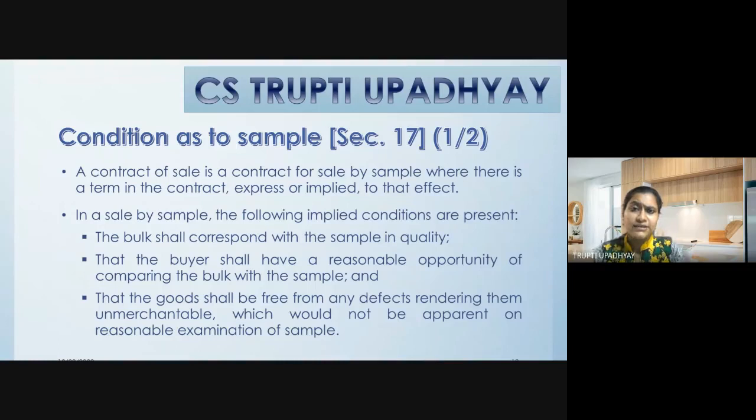The buyer shall get a reasonable opportunity to compare the bulk with the sample. So the buyer has the opportunity to compare the bulk and the sample, and each product will be verified and checked by the buyer. And the goods shall be free from any defects, rendering them unmerchantable, that would not be apparent from a reasonable examination of the sample. So when the examination of the sample and the bulk is done by the buyer, all the goods should be free from any defects which make them unmerchantable or not commercially sellable.